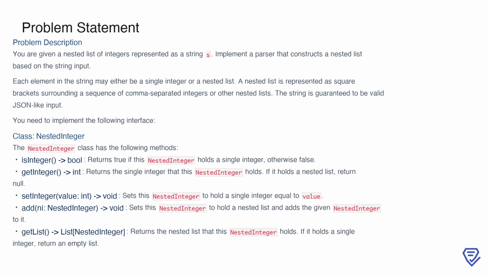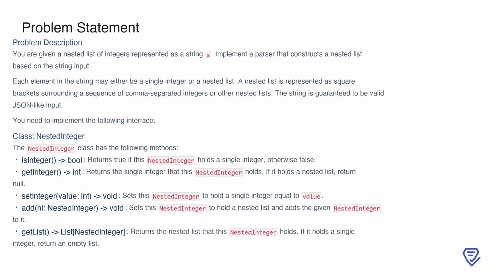In this problem, you are tasked with implementing a parser that takes a nested list of integers represented as a JSON-like string, S, and constructs a corresponding nested data structure. The string can contain integers or nested lists, where lists are enclosed in square brackets and elements are separated by commas. Your goal is to create a class called NestedInteger that provides methods to work with this structure.